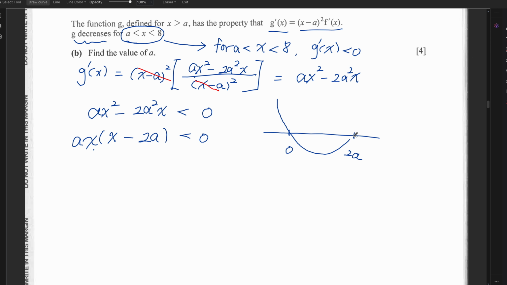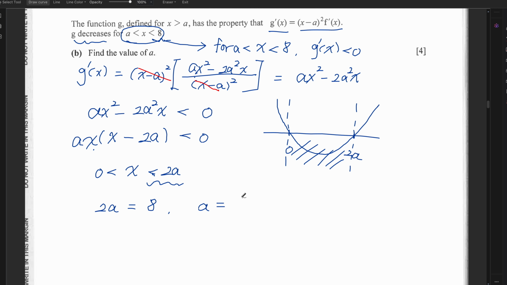And the graph goes like that. So by looking at the drawing, we know this is the portion that we are interested in. Therefore, your x should be greater than 0, smaller than 2a. Right? 2a is the greatest value that x should be smaller than. Therefore, 2a equals 8, a equals 4.